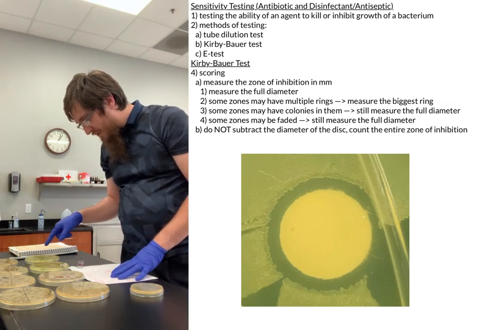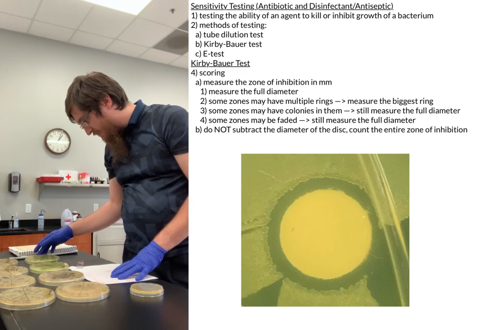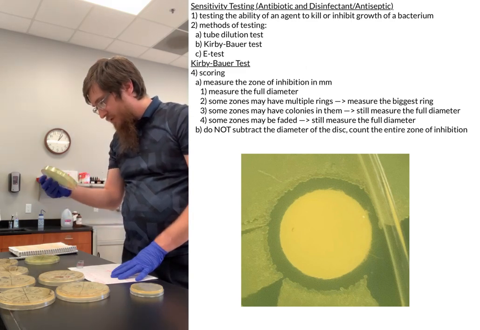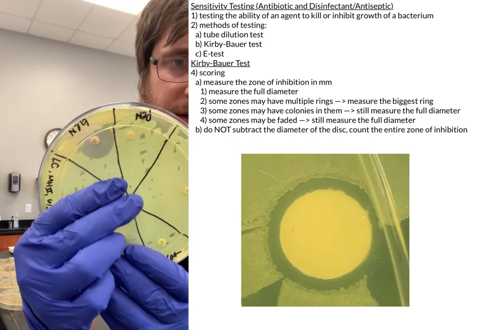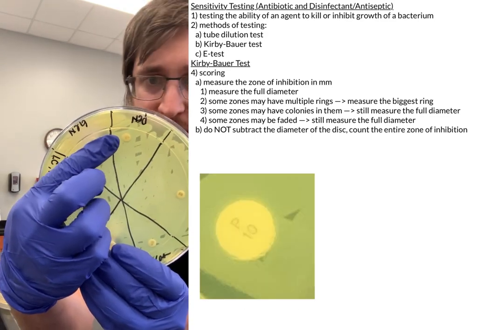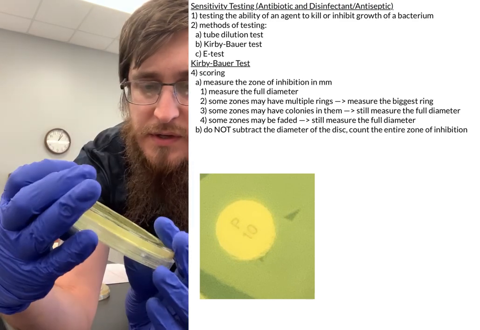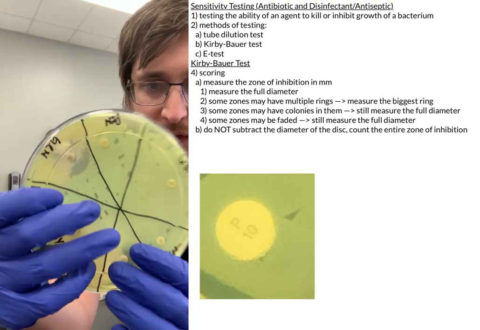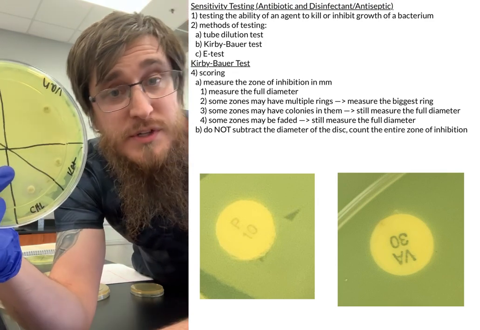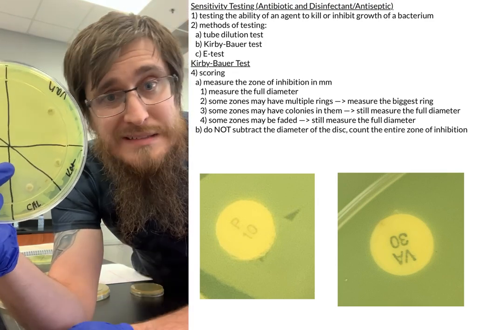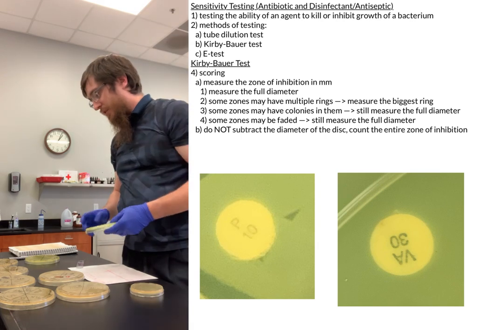So let me show you one that does not have a zone of inhibition around it, which could be kind of like this one here, or penicillin. So this penicillin right here, again, there's no zone of inhibition around it. Another one could be like the Vanco. The Vanco didn't really do anything either. So those would just be considered zeros. We would just write those down as zeros basically in terms of doing our data.